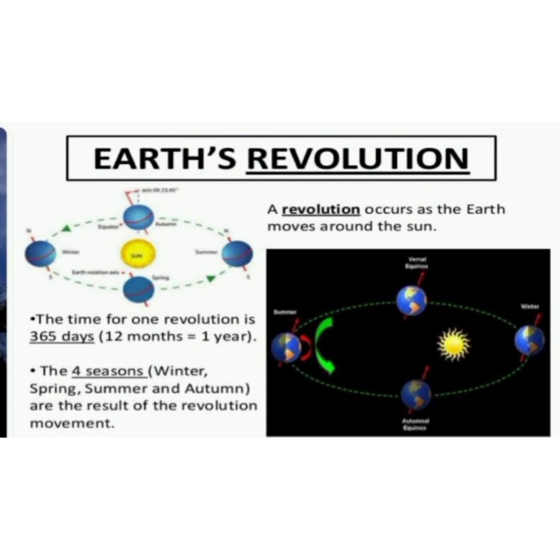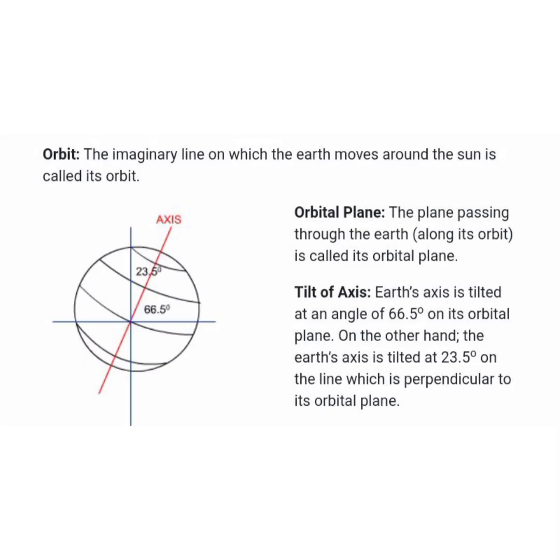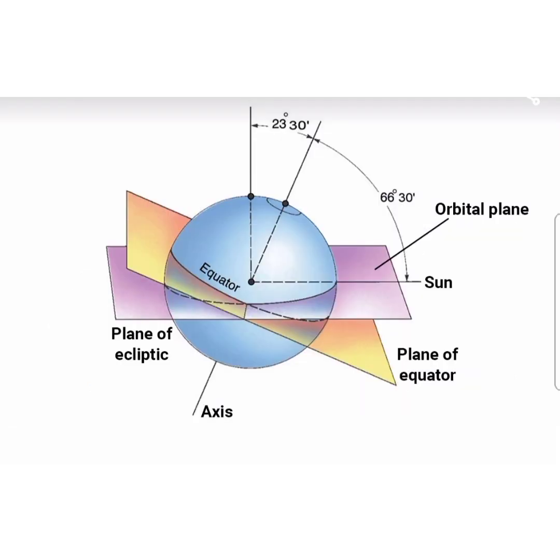Now, we have studied the axis of earth, which is an imaginary line, in the previous chapter. The axis of earth, which is an imaginary line, makes an angle of 66.5 degrees with its orbital plane. So the plane formed by the orbit is known as the orbital plane. So what is orbital plane? Orbital plane is the plane with which the axis of earth, an imaginary line, makes an angle of 66.5 degrees.